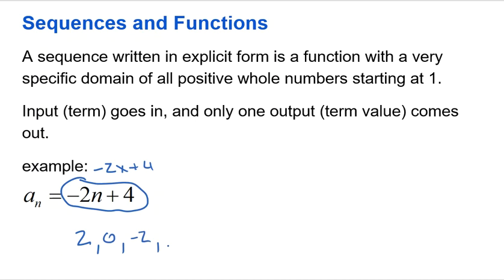And let's go until we see the pattern. Fourth term, -2 times 4 plus 4, -4. Looks like we're starting at 2. We go down 2, down 2, down 2. -6, -8, -10, -12, and so forth. But again, this is a function, right? Each input has an output. I plug in 1, I got 2. I plugged in 2, I got 0. I plugged in 3, I got -2. So each input, what's the term I'm looking for, led me to an output, which is the term value.